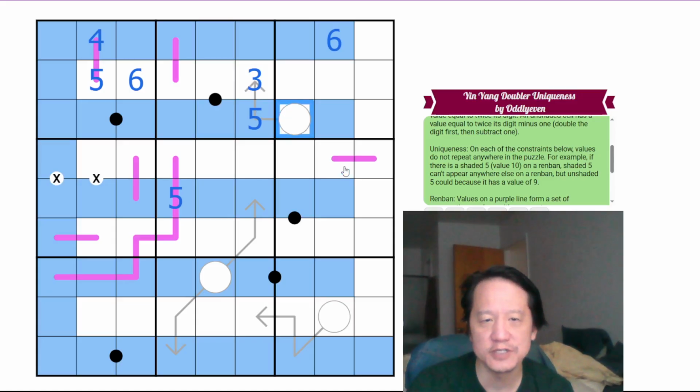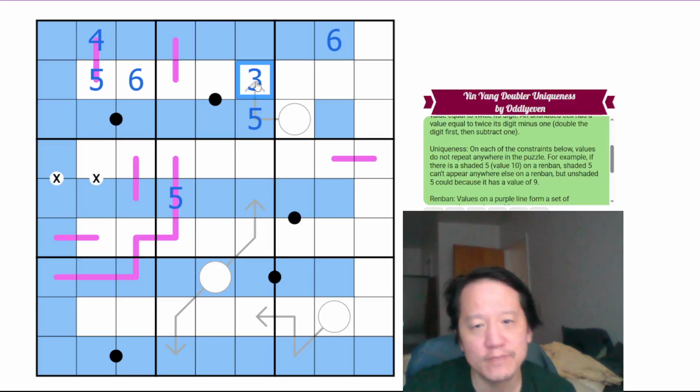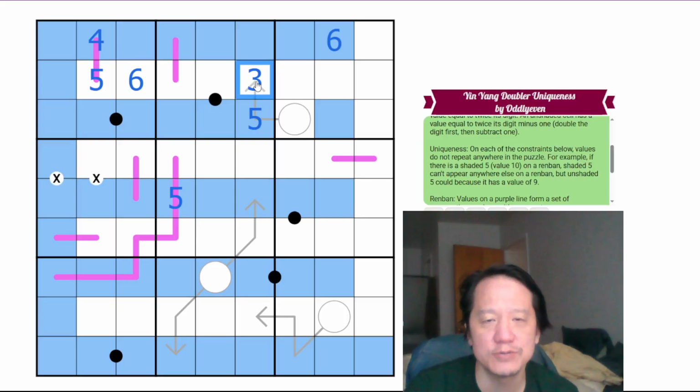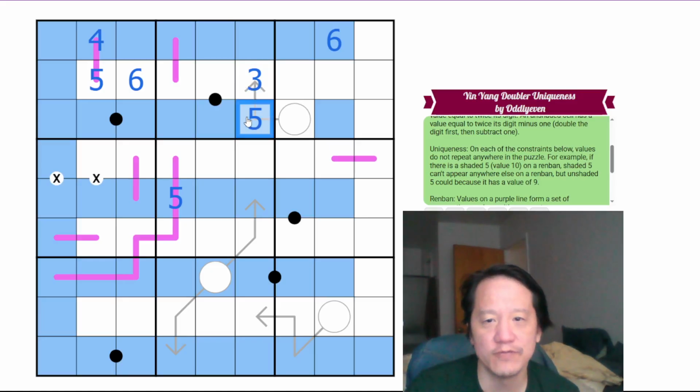Let's say this was unshaded. Then if this is unshaded, that's shaded. We have a value of 3 times 2 minus 1 is 5. Sorry, 5. I don't know where I got 5 minus 1. And then we have value of 10.